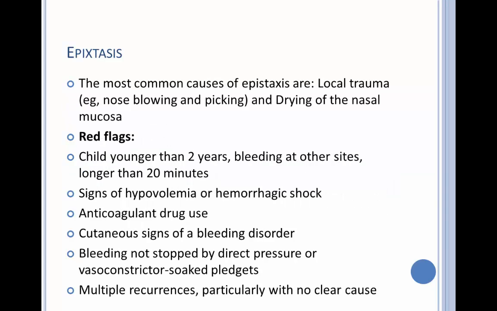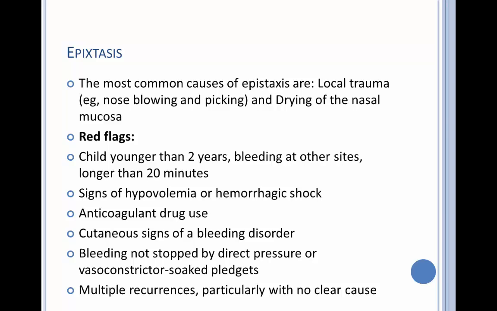Now let's talk about epistaxis. It's very common in the pediatric population, and the most common cause is actually picking and trauma. Epistaxis is nose bleeding. Bleeding can range from a trickle to a strong flow, and the consequences can be mild to life-threatening. Remember that these patients tend to swallow the blood, so they could also vomit the blood, or you could see blood in their stool.